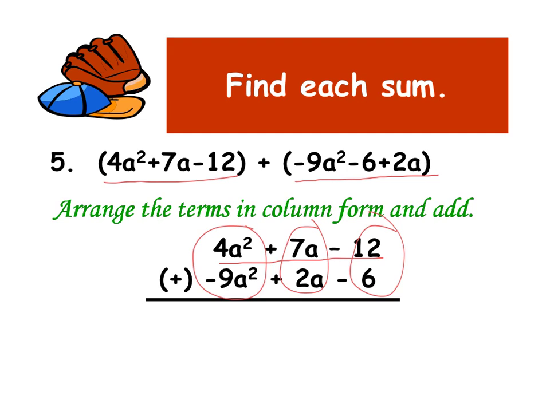Now, when you add like terms, what makes them the same, such as this a squared, you keep the same. So you bring down the a squareds and you do the math with the numbers in front. 4 minus 9 is negative 5. 7 and 2 both have an a. A is what makes them alike, and 7 plus 2 is 9. And then I have 2 plain old numbers, and I just add my integers together. So I get negative 5a squared plus 9a minus 18 is my answer.